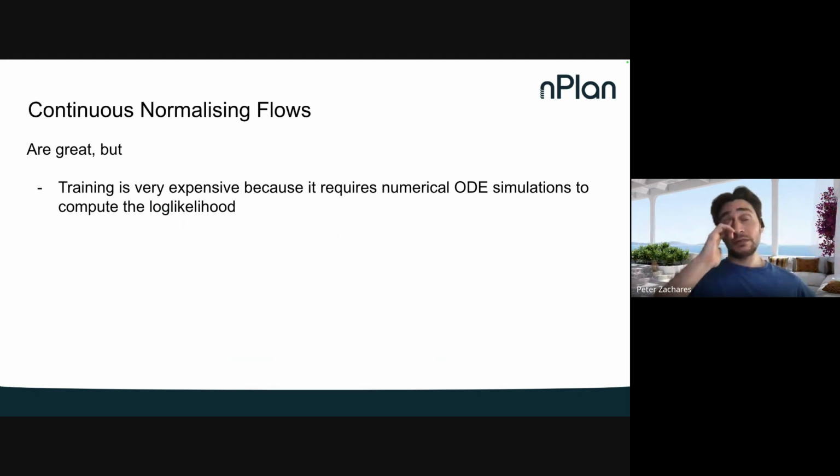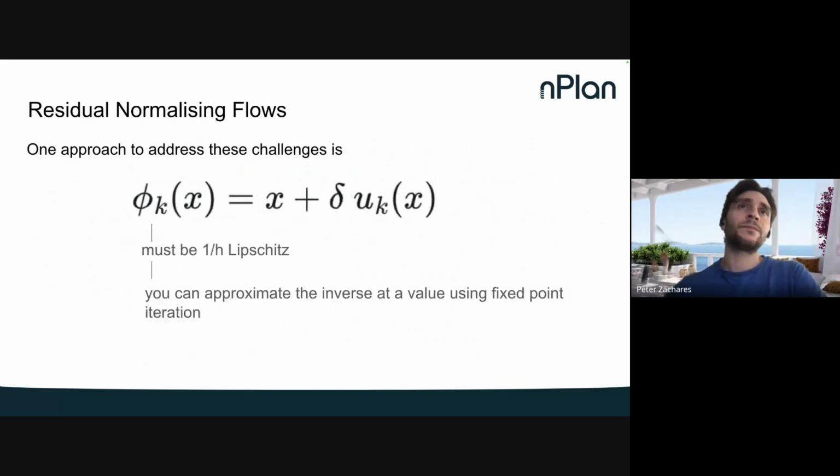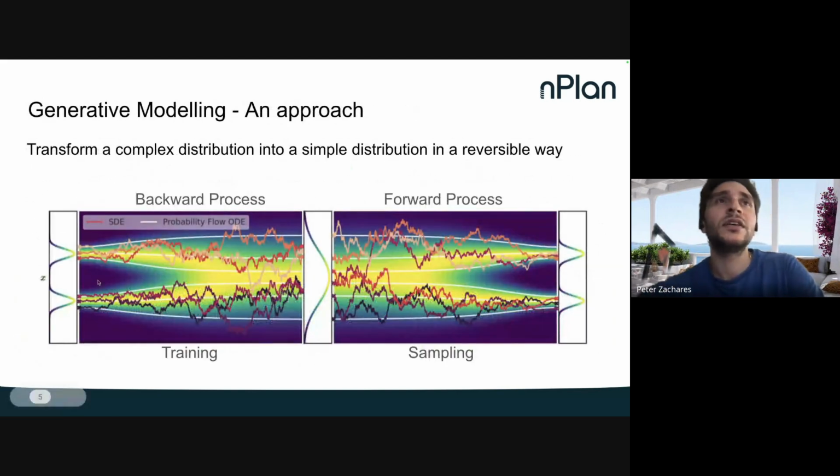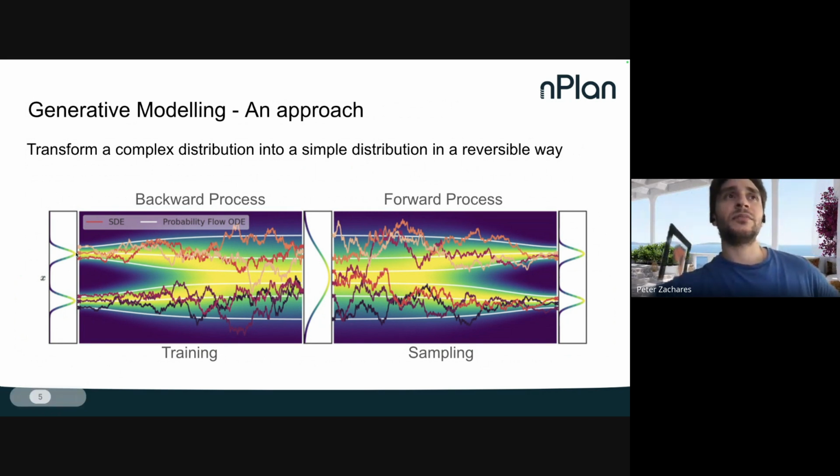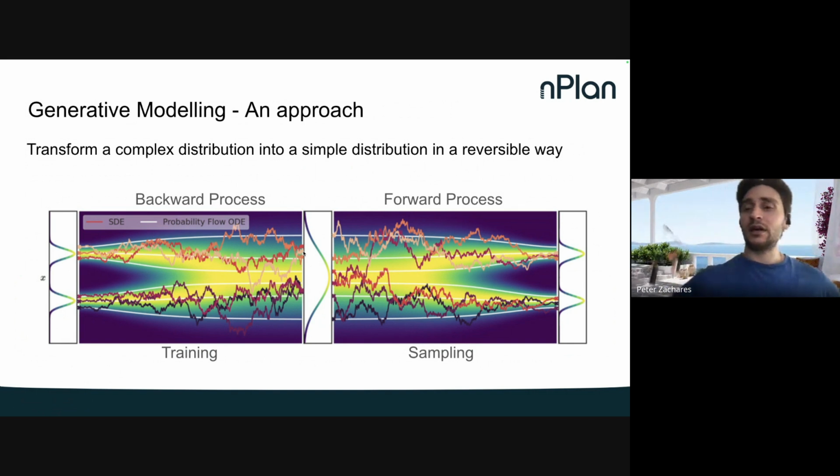But there's some problems with this approach. It's not perfect. One of the big problems is that training is very expensive because you need to use a numerical ODE simulation to compute the likelihood. Every time you want to train, to calculate the forward pass of your model, you have to actually propagate a point from here to here using an ODE simulation. Which could require, I don't know, hundreds of calls to the model that you're training. So it's expensive.